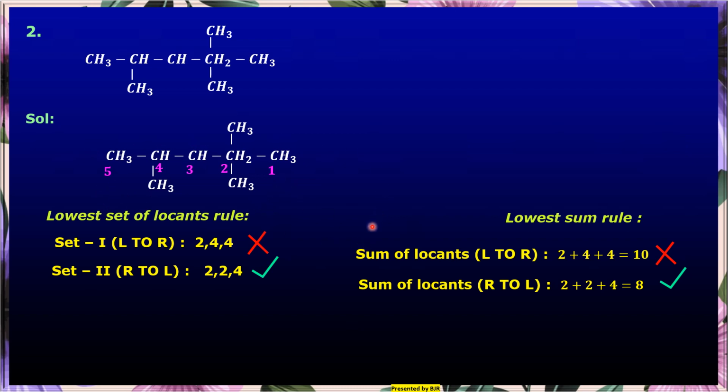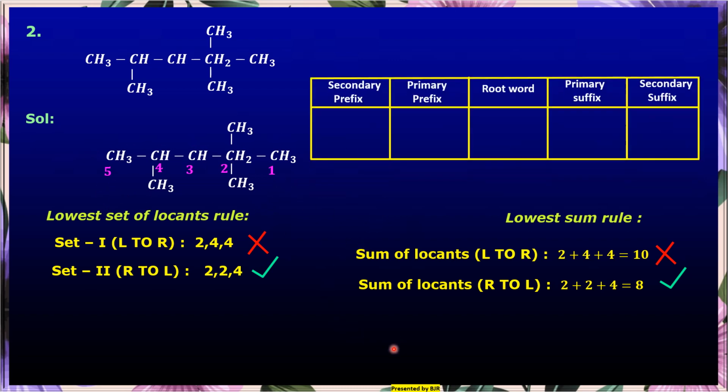So remove this. Now the root word is pent, ane, e, and the secondary prefix is methyl. So how many methyl groups have been attached? 3. So 2, 2, 4. Totally 3 methyl groups have been attached. So it is a trimethylpentane. Okay.